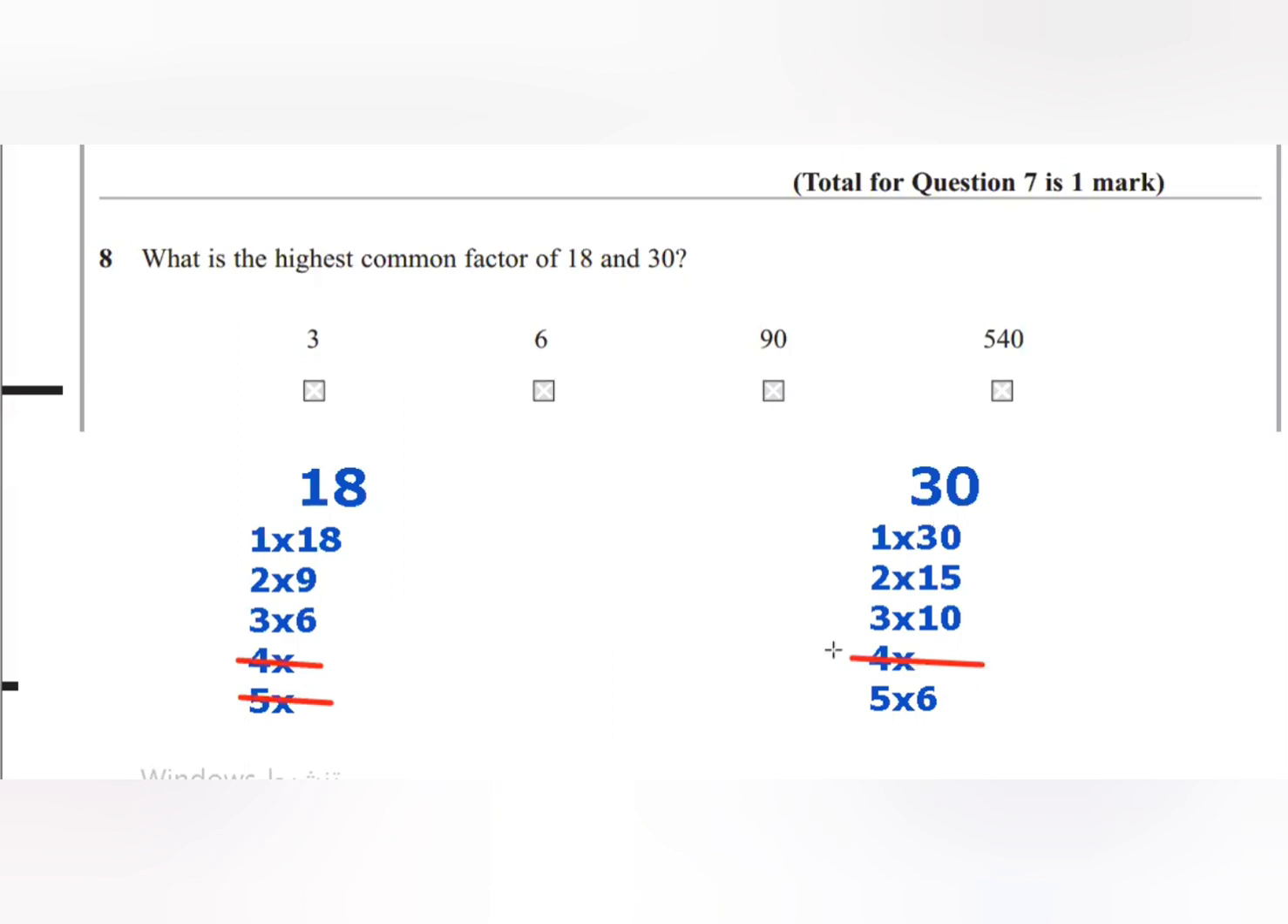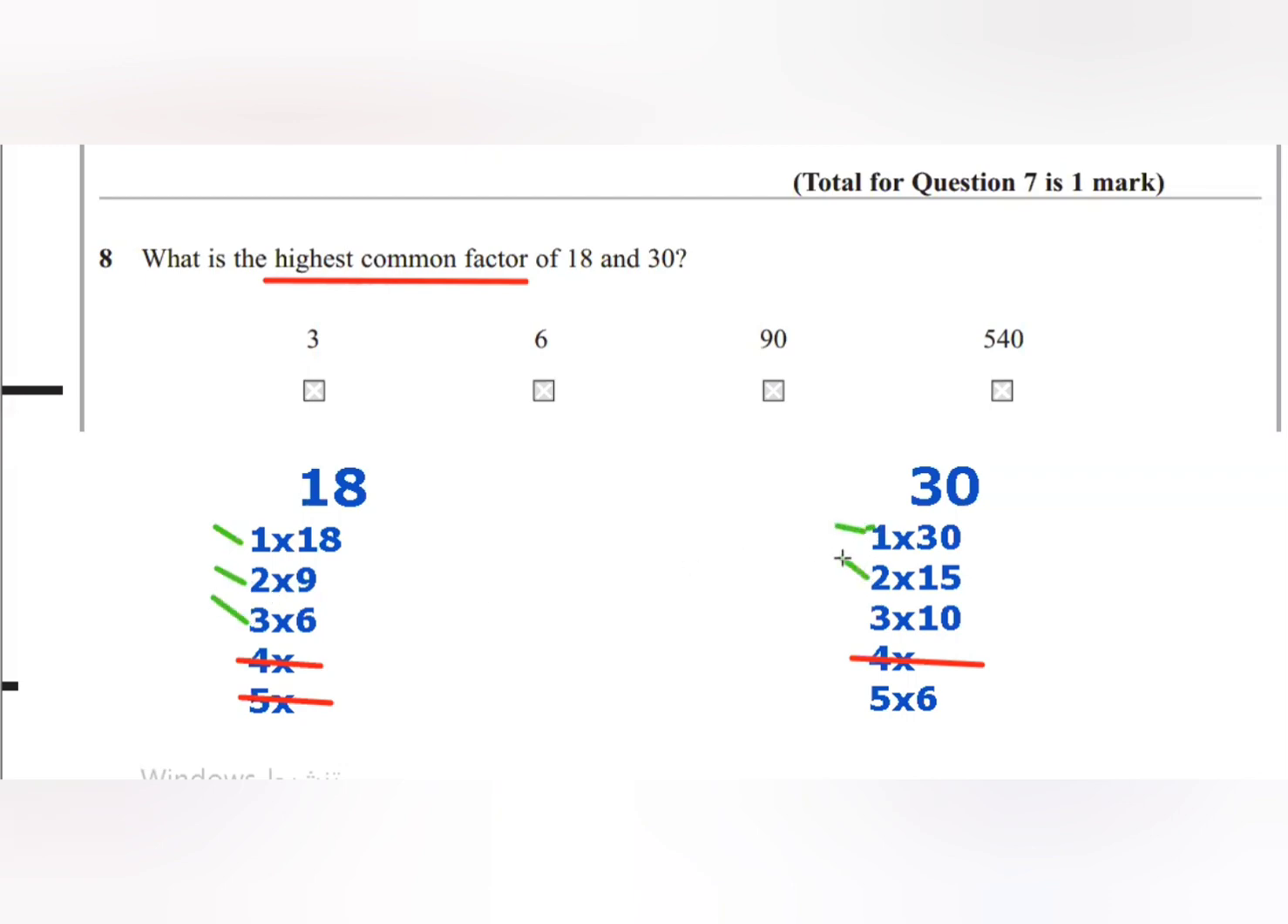Now these are the factors of 30 and these are the factors of 18. Now we need the highest and the common factor between 18 and 30. So it has to be common and the highest common one. Let's put a circle on the common ones first. 1, 2, 3 are commons. Okay. Let's count them. 1, 2, 3 are common. So 1, 2, 3 here.